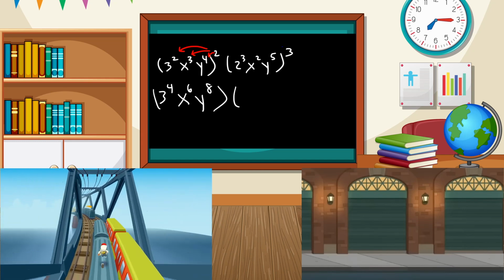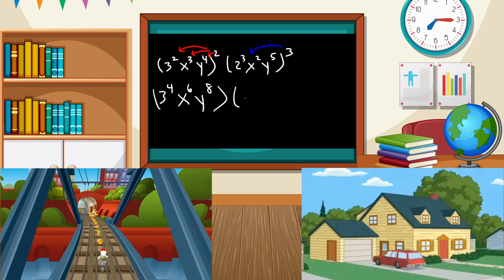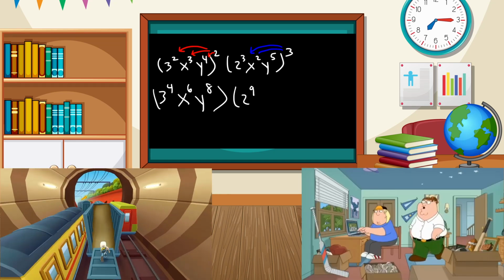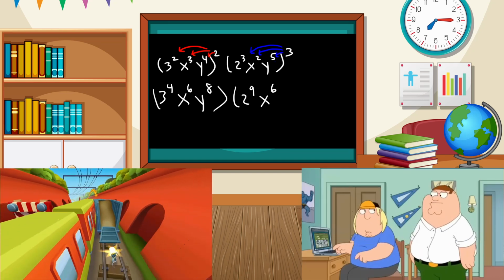Now let's do the same with the second part of the problem. So first, let's multiply 3 times 3. So 3 times 3 is 9, and then let's multiply 3 by 2. So 3 times 2 is 6, and then 3 times 5, which is 15.